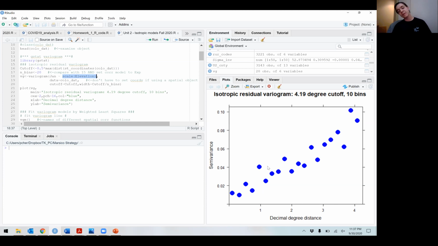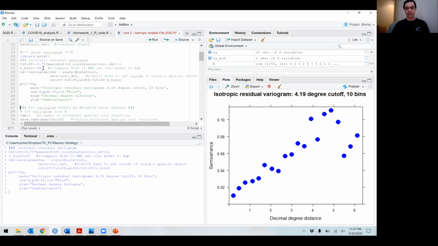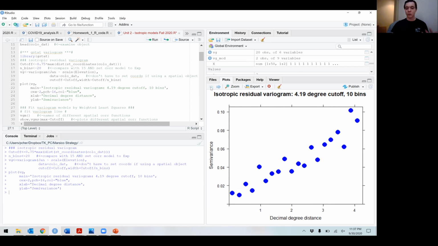I don't know if the sill occurs at a distance of 1 decimal degree, right around here, or somewhere at a distance of like 4 decimal degrees. And of course, if I increase my cutoff distance, well, maybe the sill actually occurs right over here at, say, 5 decimal degrees, where things start to get really noisy for us. So all that this variogram really suggests is that the nugget effect is quite small. It's pretty close to 0.